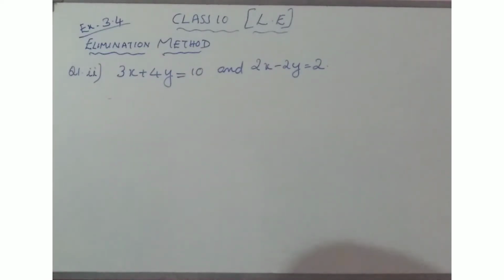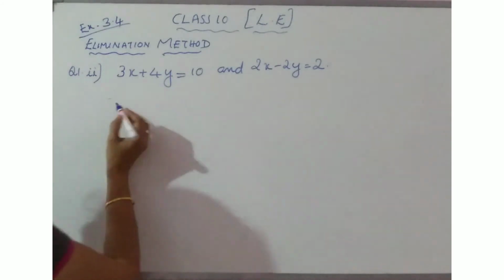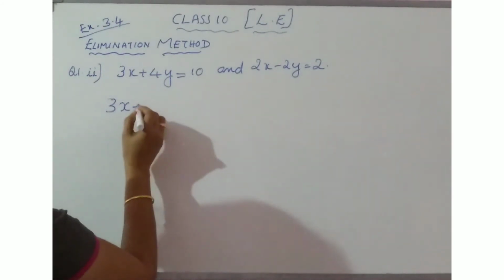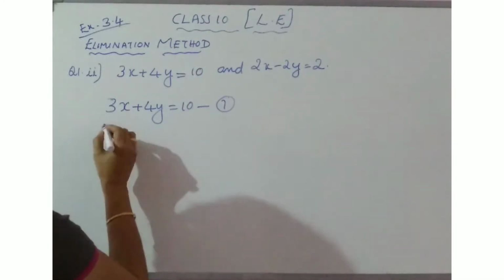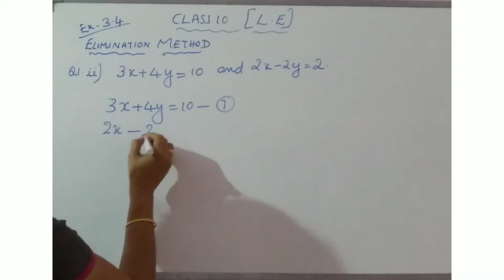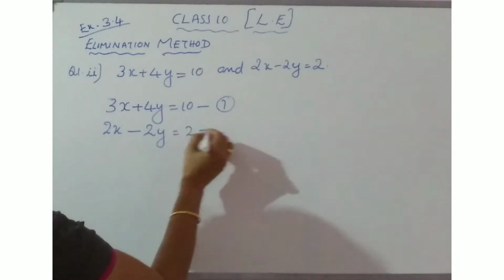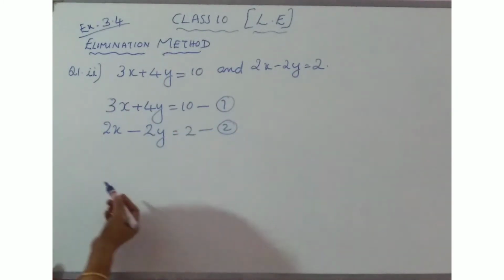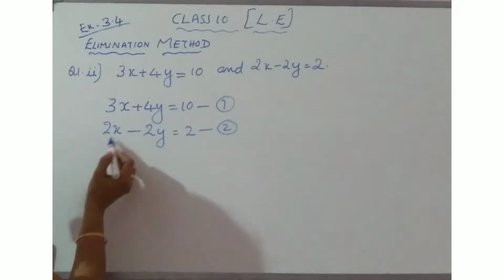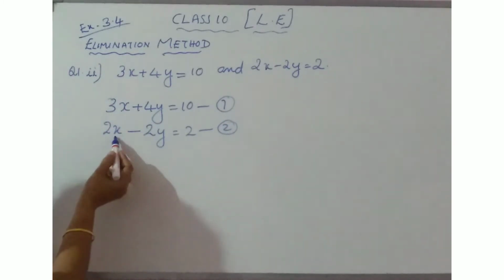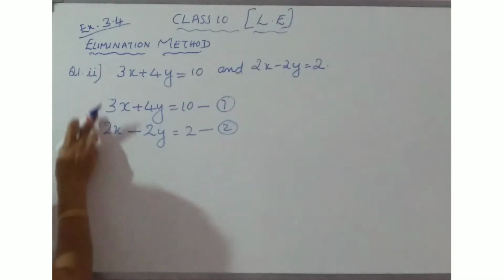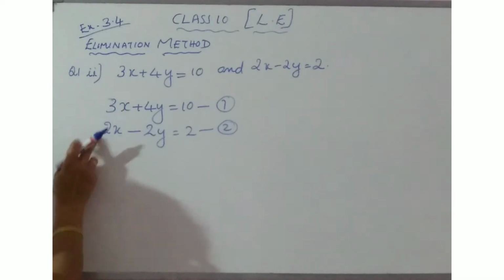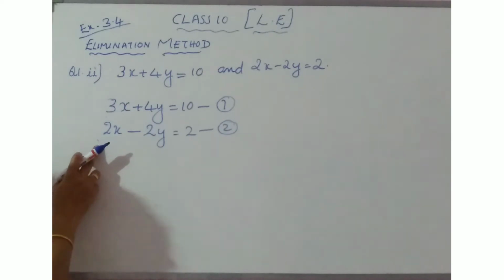Question number 2. 3x + 4y = 10 and 2x - 2y = 2. So 3x + 4y = 10, equation 1. 2x - 2y = 2, equation 2. We can check the coefficients of x. The coefficient of x is 3 here, and 2 here. So if you multiply any one equation, you can't make the coefficients equal. You have to multiply both the equations, then we can make the coefficients equal.